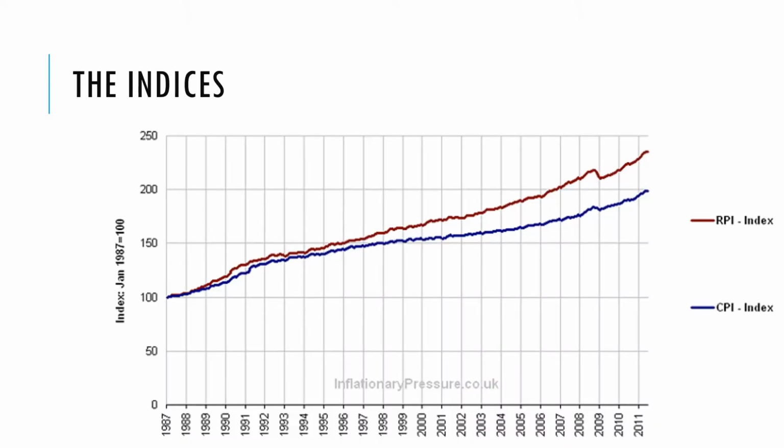So here is the government's measure. You can see CPI shown here in blue, and you can see, generally speaking, over time that prices have tended to rise, as you might expect or have experienced in your own lifetime. On average, things tend to be more expensive now than they were previously.